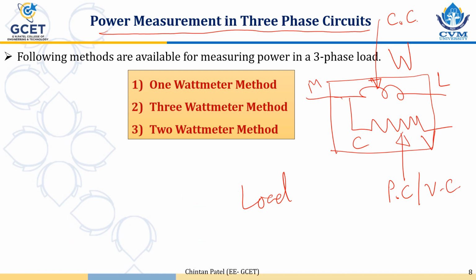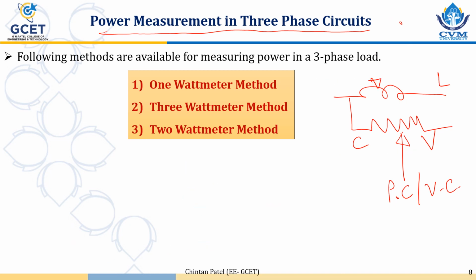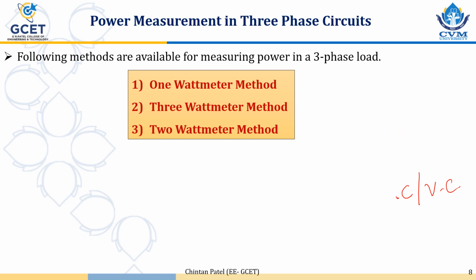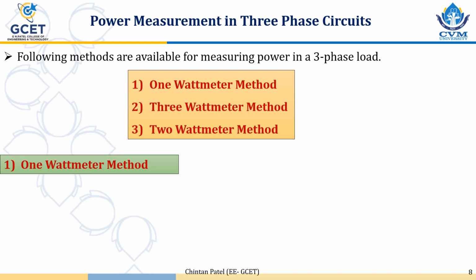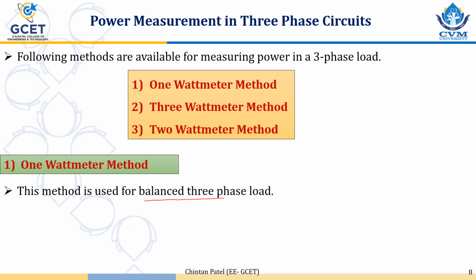and this is the method of connecting a wattmeter in the circuit. Now let's see these three methods to measure the three-phase power in a three-phase circuit. 1 wattmeter method. This 1 wattmeter method, as the name suggests, only 1 wattmeter is used, and this method is used only in a balanced three-phase load, when the load is perfectly balanced.